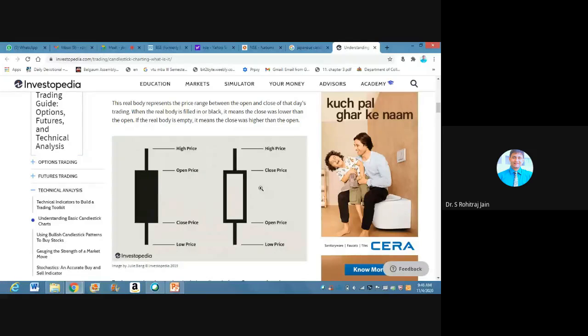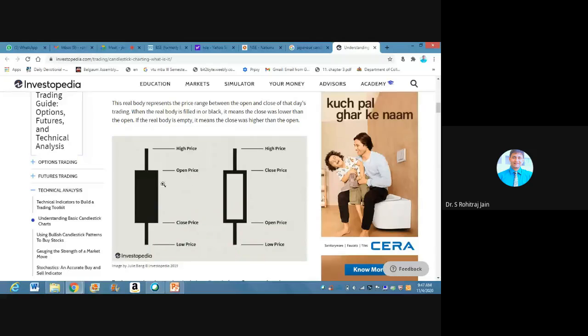So the shadows display the prices above and below the open-close range. This range is relatively large. Therefore, the body is long. The candle on the right is a long black line. The black real body shows that the close price is lower than that of the open. Right? See what happens here in case of Japanese candlesticks.